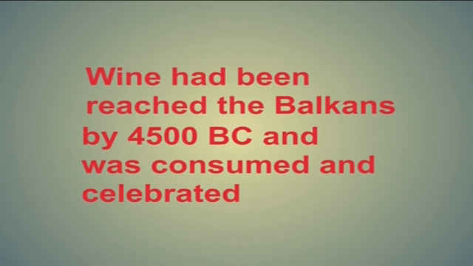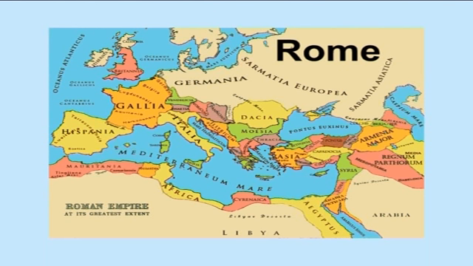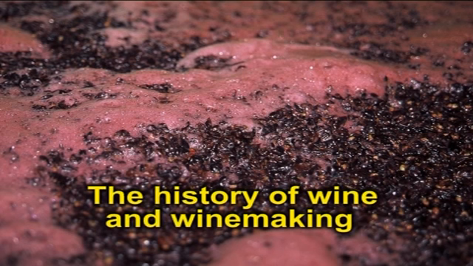6,100-year-old. Wine had reached the Balkans by 4,500 BC and was consumed and celebrated in ancient Greece, Thrace, and Rome. It has been consumed for its intoxicating effects throughout history, and the psychoactive effects are evident at normal serving sizes. The history of wine and winemaking is as old as civilization itself.